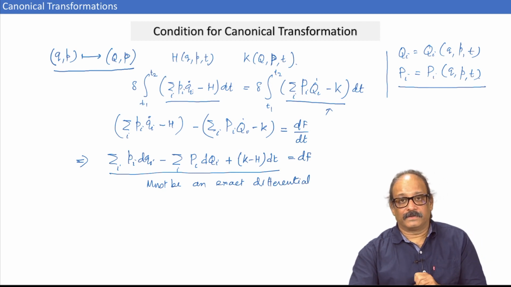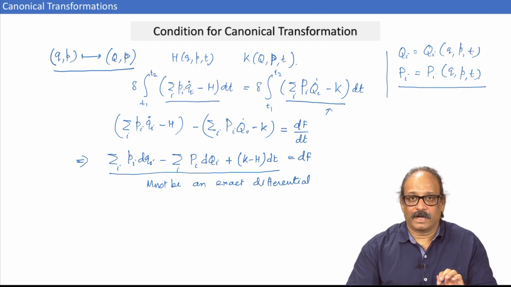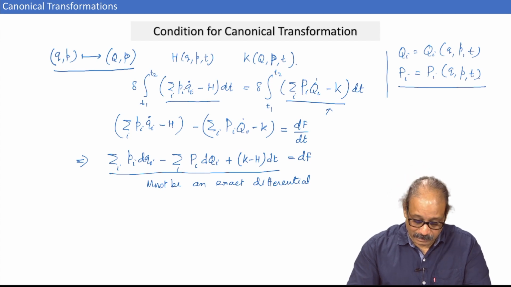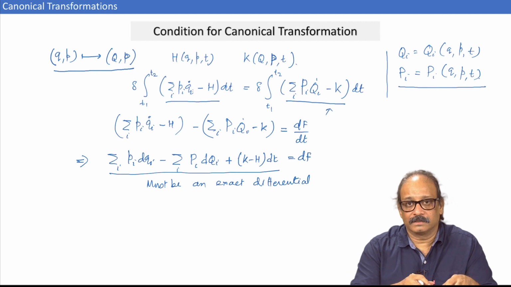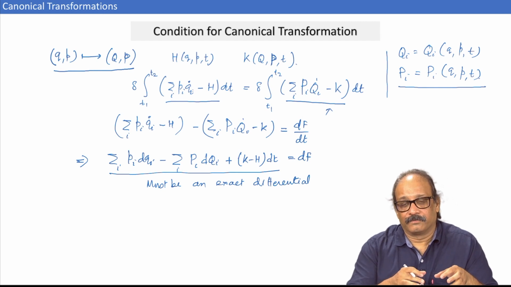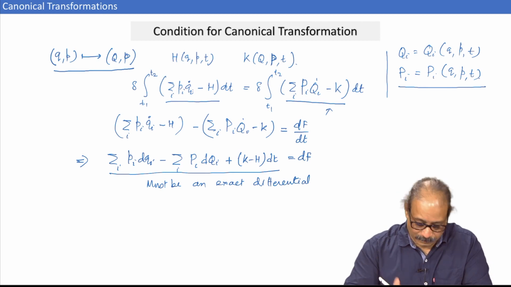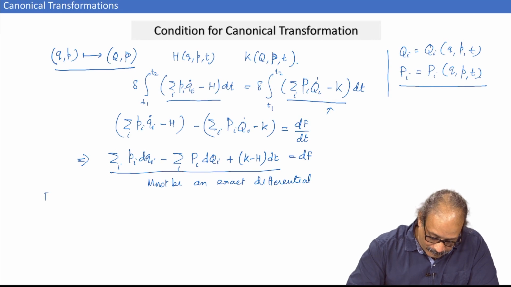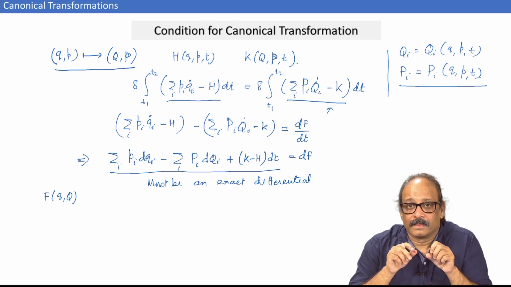Okay. If it is an exact differential, then you have a canonical transformation. Otherwise, you don't have a canonical transformation. So, this can be thought of as a condition for checking whether a given transformation is canonical or not. Fine. Now, if I express F as a function of q and capital Q, remember this.